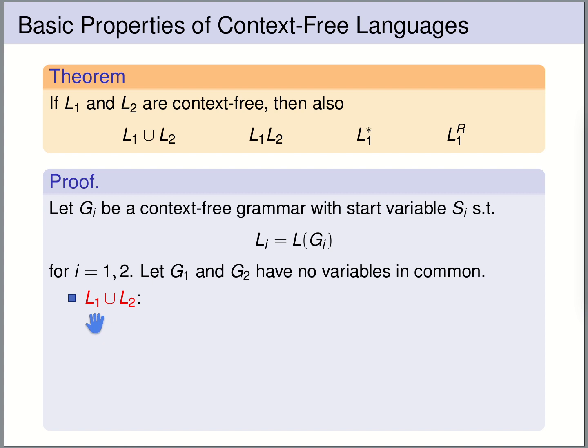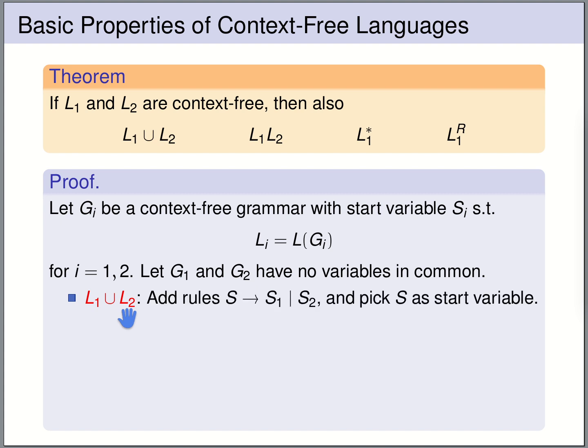Now, how do we get a grammar for the union of L1 and L2? So we want to make a grammar that can generate any word from L1, but also any word from L2. The basic idea is that we take the union of the two grammars G1 and G2, but we need some fresh starting variable and we need also new rules. Namely, we take the union of the two grammars and we add two rules.